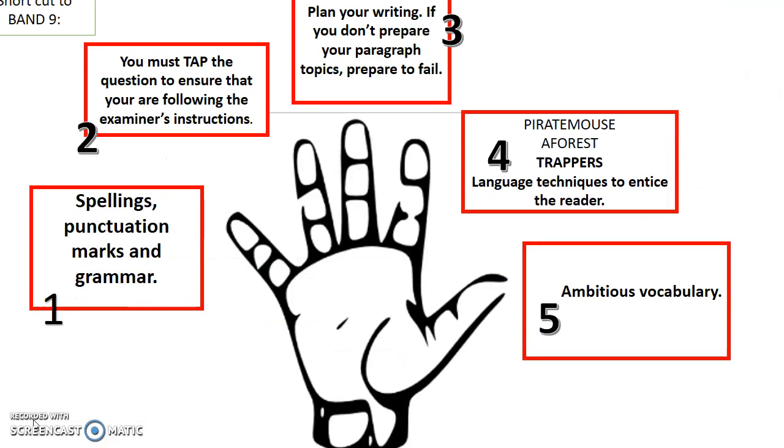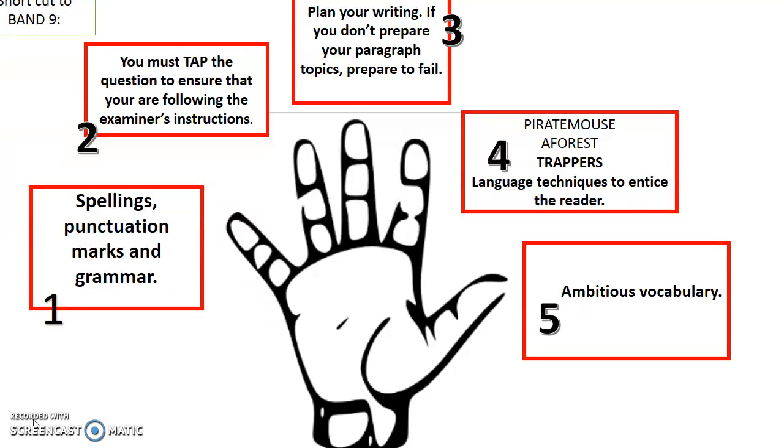Now, let's go on to the 5 main things, what I call the shortcut to band 9. For question 5, you're normally going to be asked to write to persuade, explain, advise, or what else could it be? Quite a few writing triplets. And I like to tell you to keep these 5 things in mind in order to succeed.